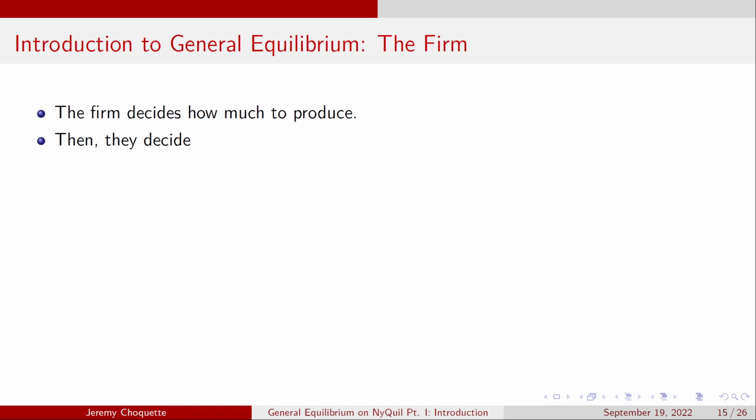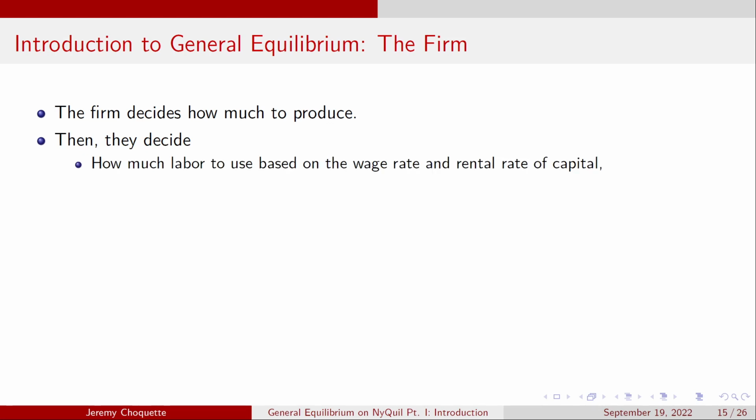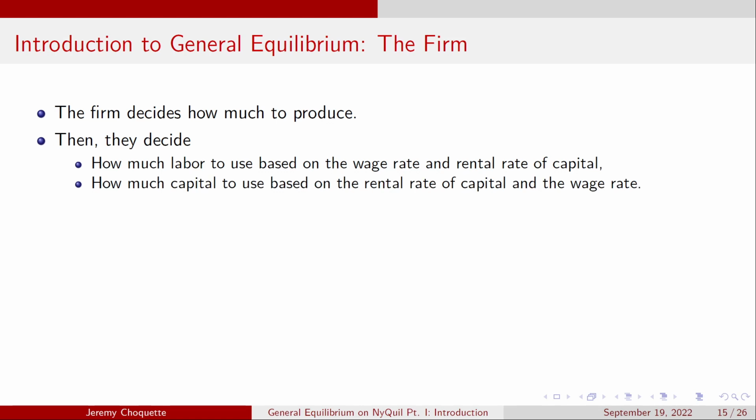The firm decides how much to produce. So that's the first thing that they do. They're going to go, how much do we want to make? Then they're going to decide how much labor they want to use based on the wage rate and the rental rate of capital. And they're going to decide how much capital they're going to use based on the rental rate of capital and the wage rate. So there's a little interdependency here.